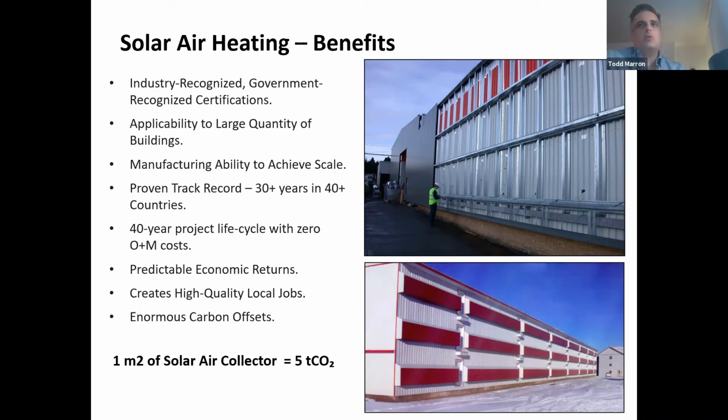And then the big one, of course, is carbon. When you're chopping out 20 or so percent of your ventilation heating demand, that's a significant amount of carbon, particularly given the fact that a solar wall sits there and does its magic for 40 years. So it's got a 40-year life cycle. There's no degradation, and the life cycle carbon offset is usually somewhere around 5 tons CO2 per square meter.